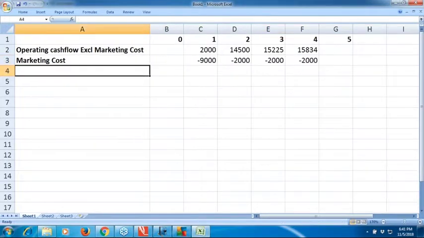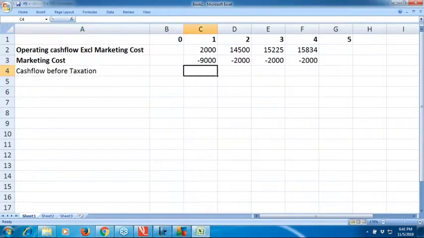So what are we going to have? We are going to have the cash flow before taxation. The cash flow before taxation is going to be like this. We will have year one, negative 7,000, which is going to be a loss. Year two, 12,500. Year three, 13,225. Year four, and so on.